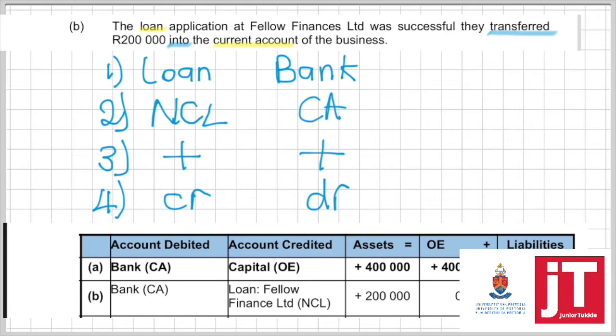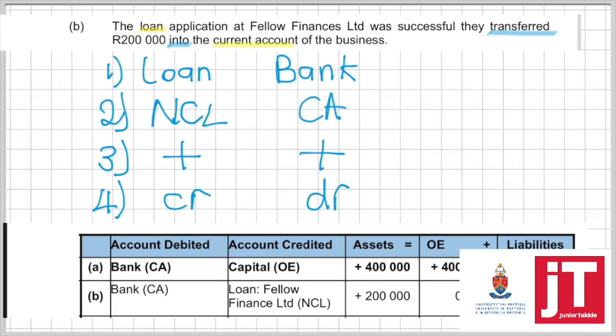And if we look at the answer at the bottom here, bank current asset was the debit account, loan non-current liability was the credit account. Always important, please put the name of the institution next to the loan, because you can have many different loans. Asset plus 200,000 Rand because of the cash inflow, but now our debt also increased because I'm going to have to in future pay back that 200,000 Rand.